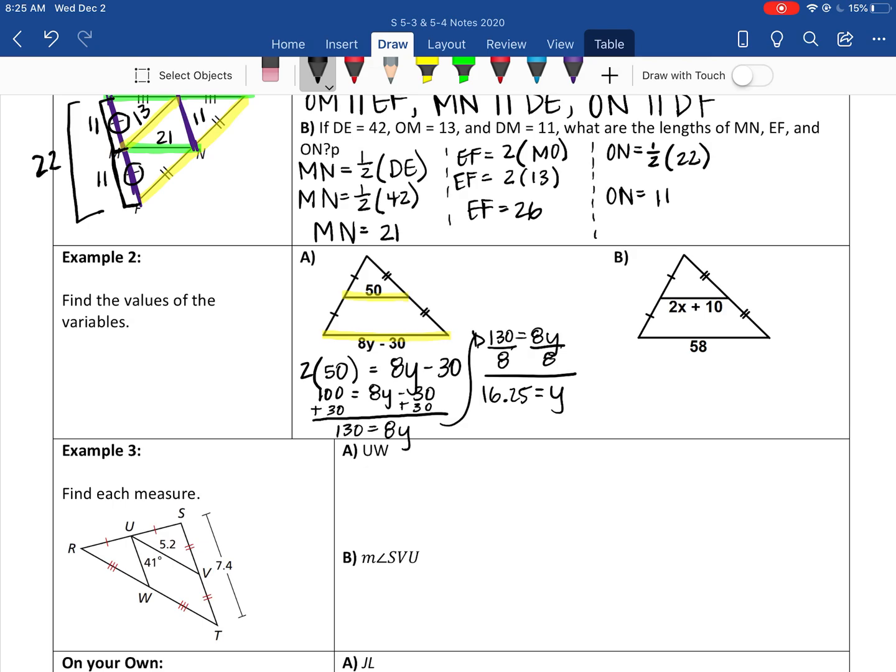Again, when you are given figures or images like this, double the little piece and set it equal to the big piece. We have our little piece and our big piece that are parallel. So I'm going to double the little piece, 2 times 2x plus 10, and set it equal to the large piece. And then we just solve. You have to distribute the 2 to everything inside of the parentheses. 4x plus 20 equals 58. Subtract your 20 on both sides. You're going to get that 4x is equal to 38.